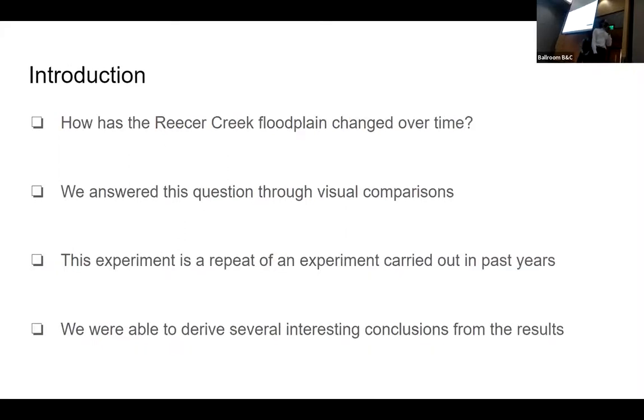So we went into this experiment with the question, how has the Reecer Creek floodplain changed over time? It's a very general question, and we sought to answer it by photo documenting the area. We didn't really know exactly what we were looking for, but we figured if we took pictures, we'd be able to see visual changes at least. And like Chase mentioned, this experiment has been done in previous years, 2011, 2012, 2017, and now with us. And we were able to get some interesting conclusions from this.